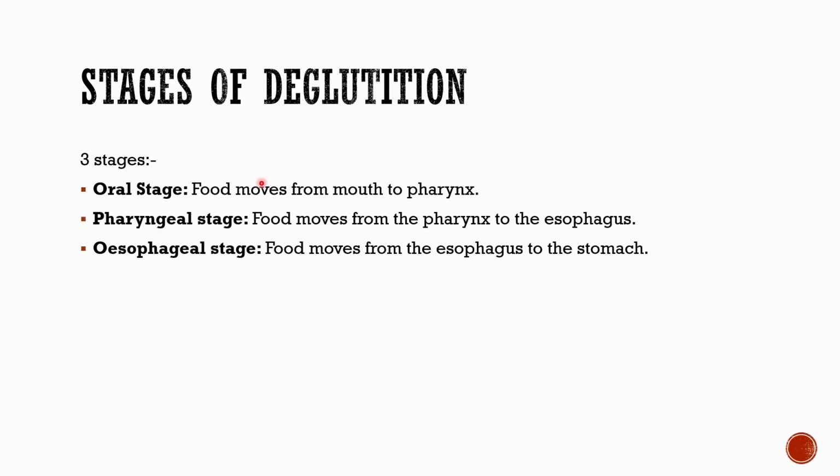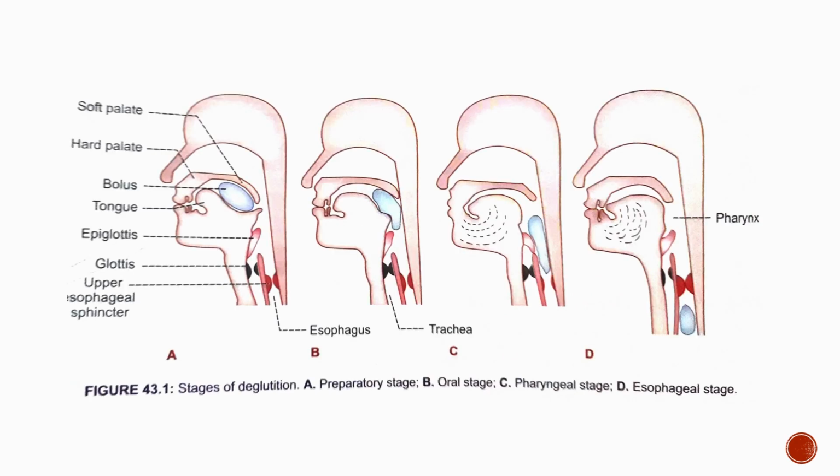In the stages, we have three stages: oral, pharyngeal, and esophageal. In the oral stage, the food moves from the mouth to the pharynx. Then in the pharyngeal stage, it continues from the pharynx to the esophagus. And then in the esophageal stage, it continues to move forward from the esophagus to the stomach. And from the stomach to excretion, it's called digestion. But the movements are the same in the digestive system.